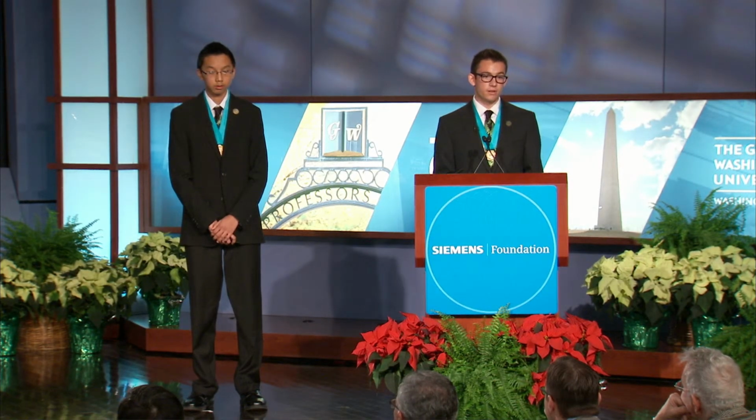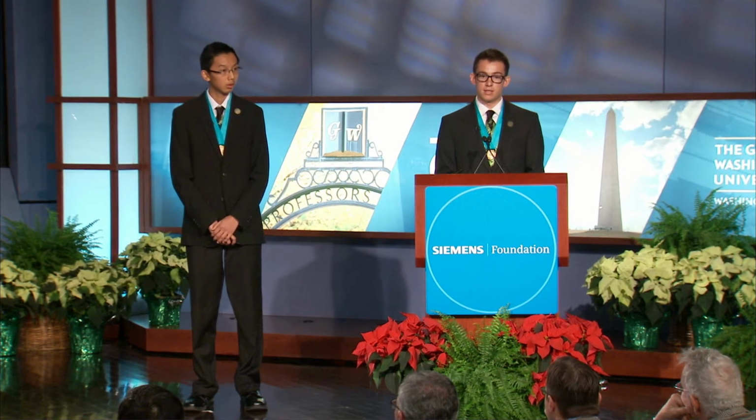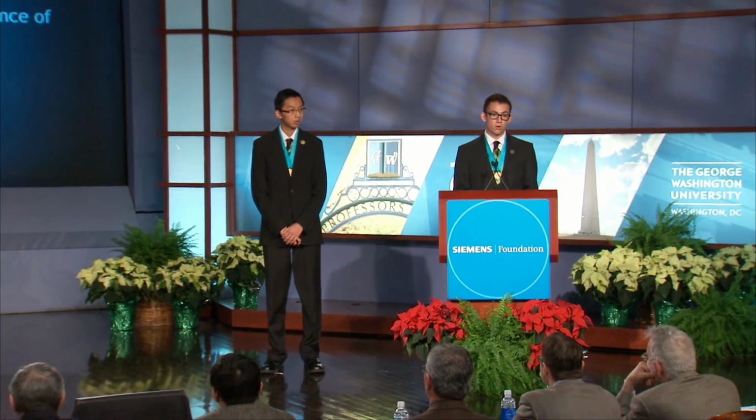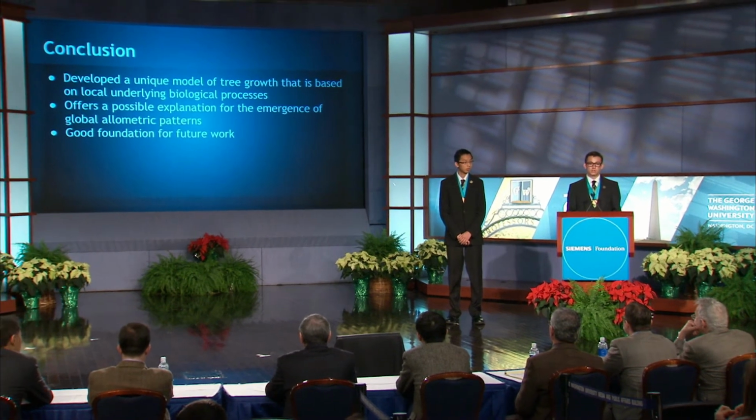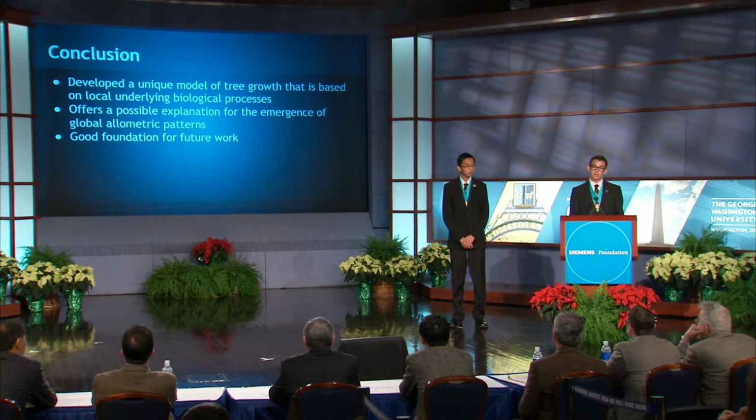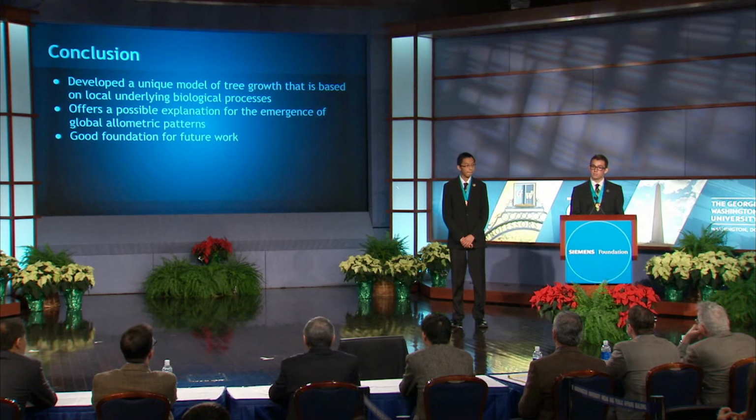In conclusion, we feel that we've developed a unique model of tree growth that demonstrates global characteristics of growth that all trees follow. And we think it's really important to note that our model is the first to exhibit these characteristics without having them being explicitly programmed into the model, as previous models have done, but rather the model gives rise to these characteristics as a result of the accuracy of underlying biological processes. This not only allows us to simulate tree growth at a higher level of accuracy and detail than what previous models have done, but it also offers a possible explanation for why these global allometric patterns emerge.